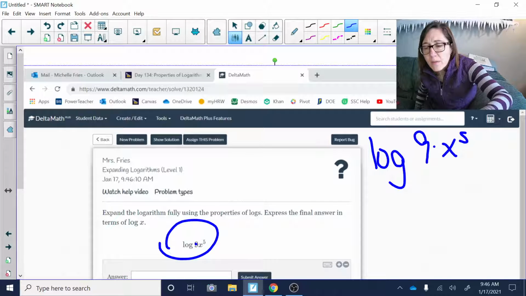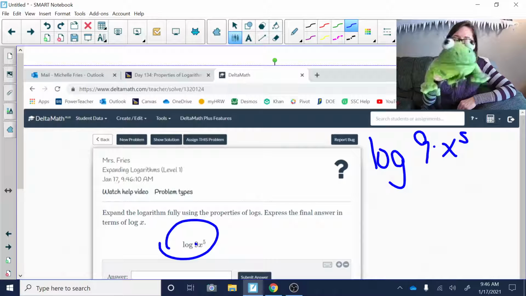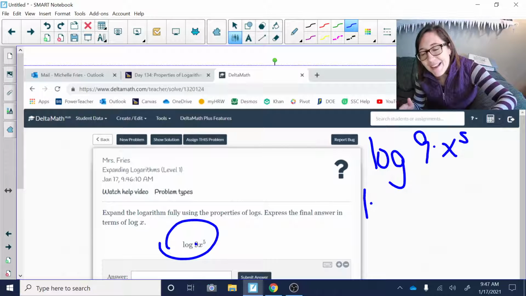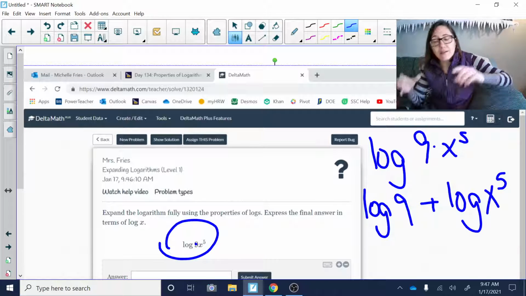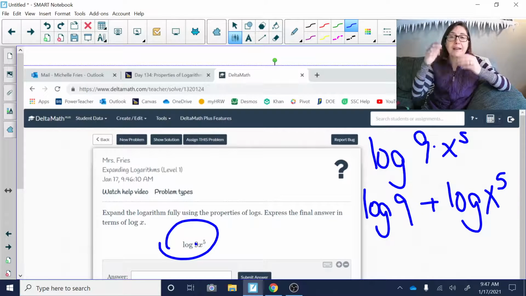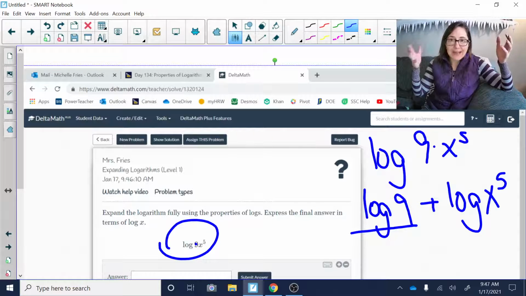I see multiplication within my argument, so that means the product property is coming into play. What am I going to do with my exponents in the product property? That's when you add them. Well, logarithms are what tell us the exponents. So this is going to be log of 9 plus log of x to the 5th. I'm adding the exponents because it was a product. That's how you decompose this thing. So this logarithm is as simple as it gets.